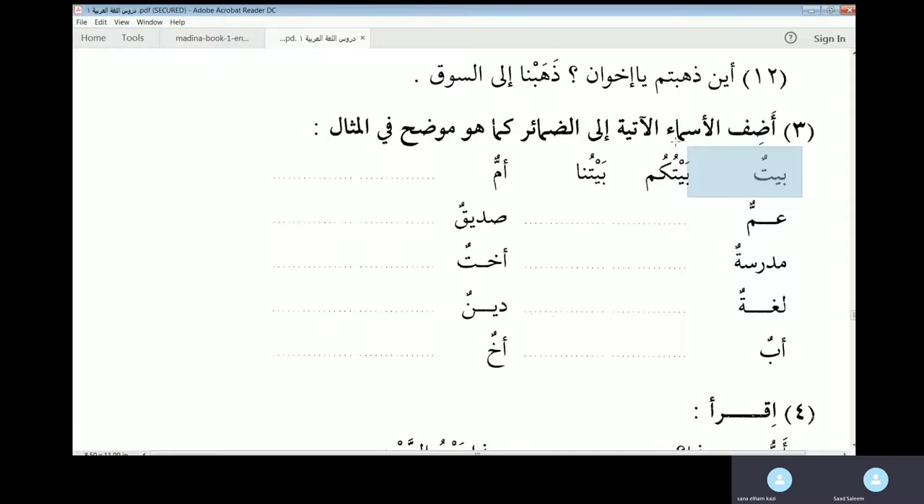Baitun, baitukum, baituna. What is the question here? Add the following noun to their pronoun. Kum and na are the two pronouns that you learnt. Kum means your, na means our. Baitun, a house. We added the zamir kum, it becomes baitukum, your house. Then we added na, it becomes baituna, our house. You have to do this with all other words also. Ummun is mother. Ummukum, your mother. Ummuna, our mother.